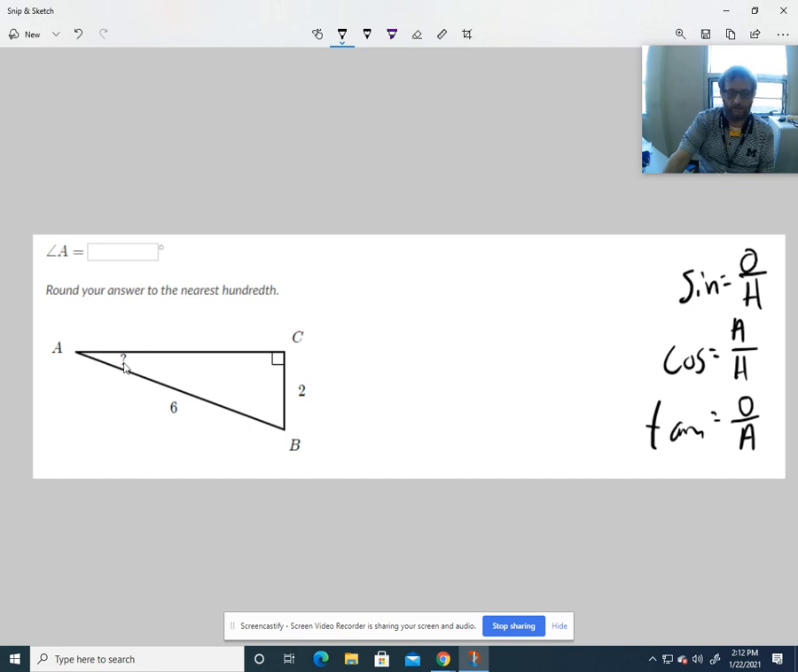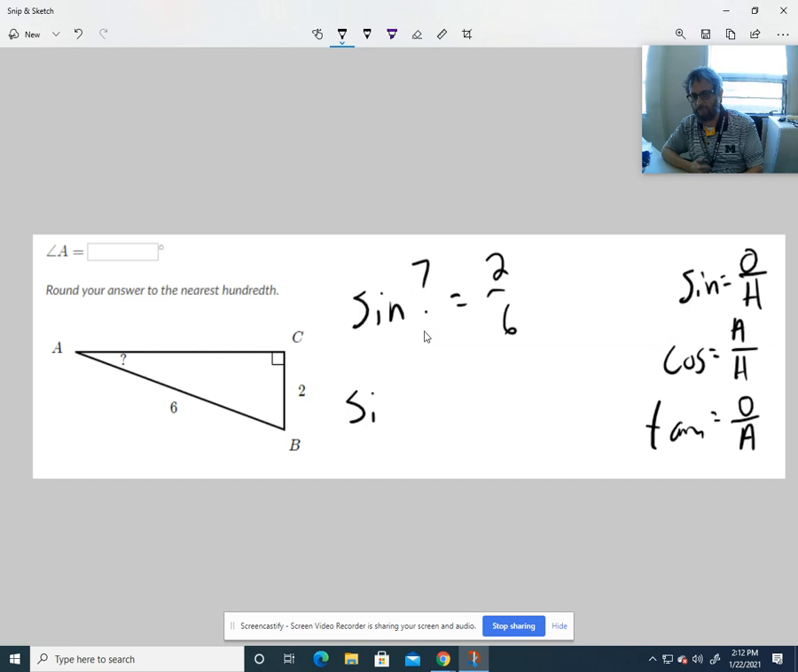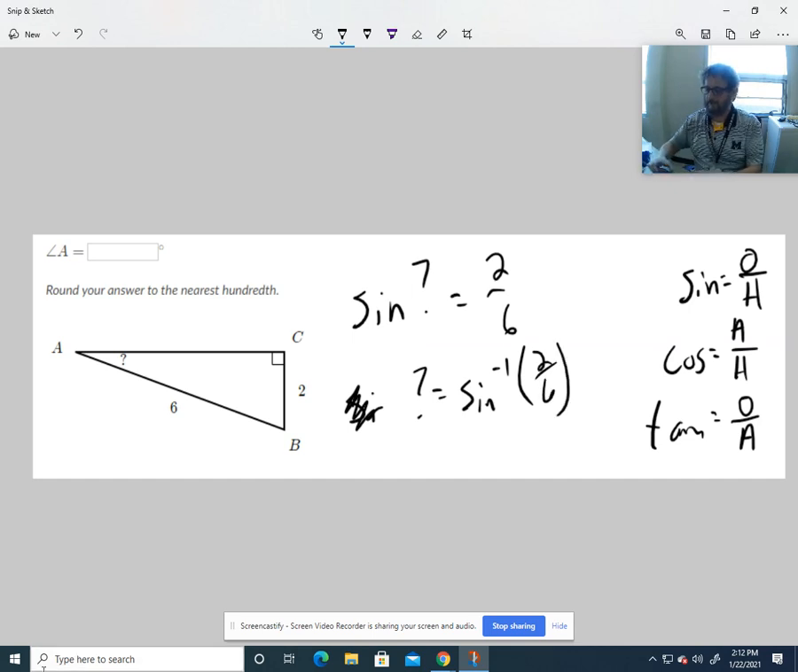So here's my angle. That's the leg across from it, so that's opposite. This is the side across from the right angle, so that's the hypotenuse. That means we're dealing with sine. So the sine of the question mark is 2/6. So the question mark equals the sine inverse of 2 divided by 6. So again, 2 divided by 6, inverse sine, I get 19.47.